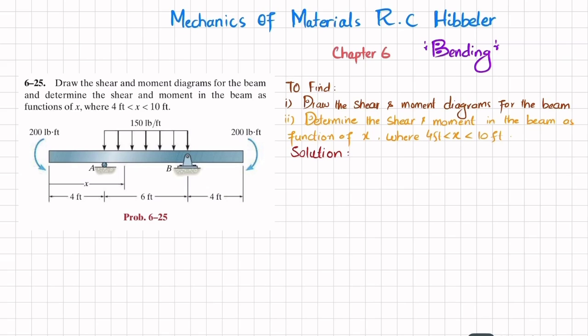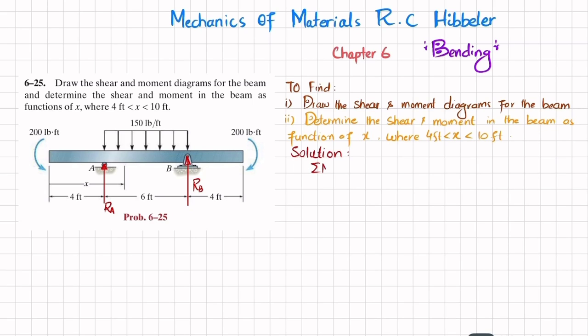So let's start with the solution. The first step is that if you remove this roller support at point A, you will have a reaction force which is Ra, and if you remove this pin support at point B, you will have a reaction force which is Rb. We will find this Ra and Rb by using equations of equilibrium.